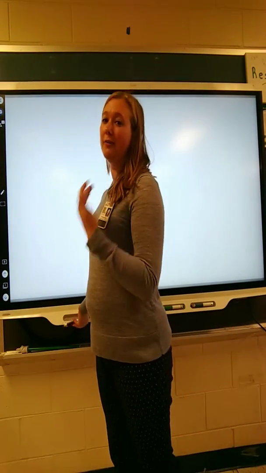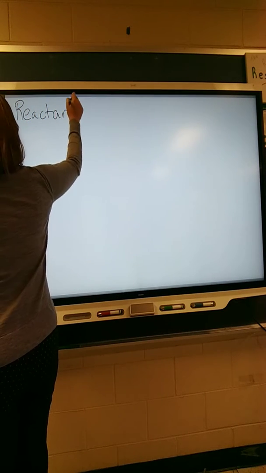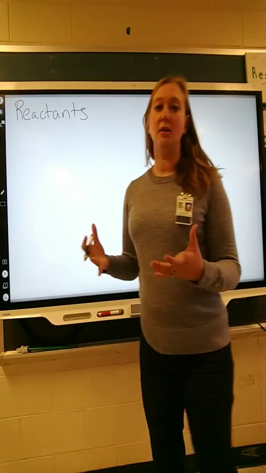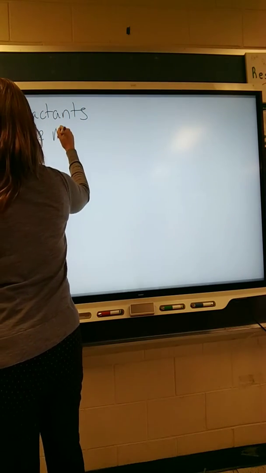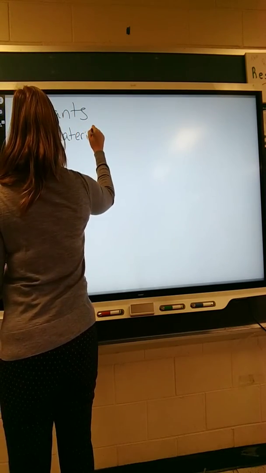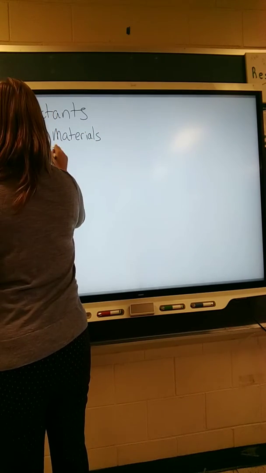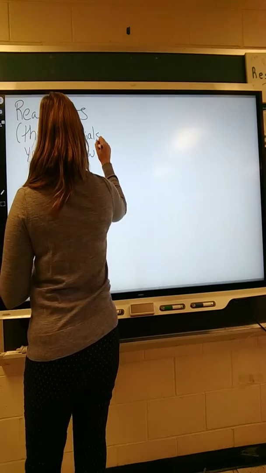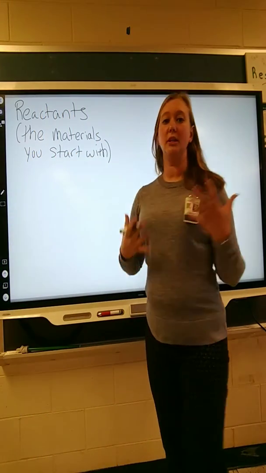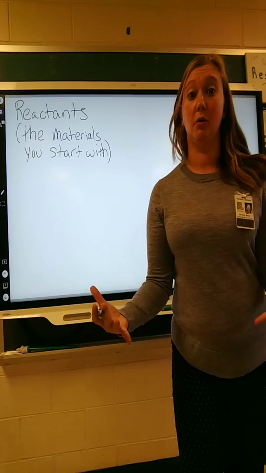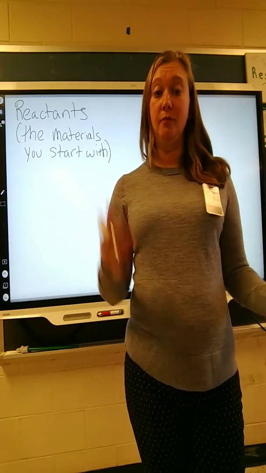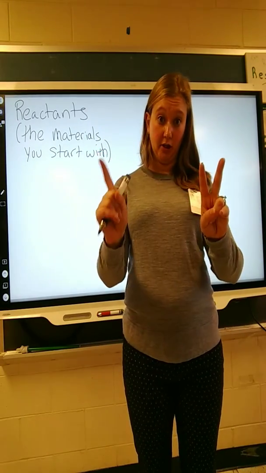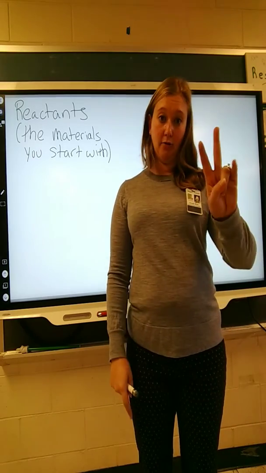We start with something called our reactants. Reactants are the materials that you start with. So let's put this into a real world situation. Let's say that we're going to make water. We know that water is made up of H2O. It says that you have 2 hydrogen and 1 oxygen. So those are our reactants, our 2 hydrogen and 1 oxygen.